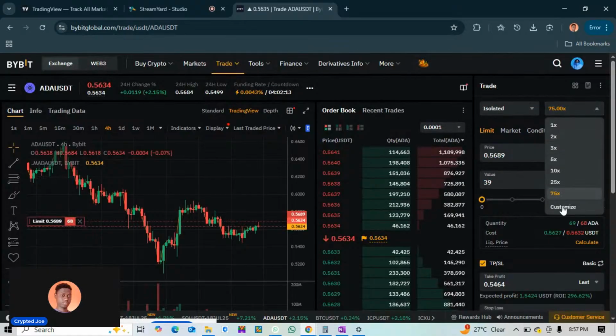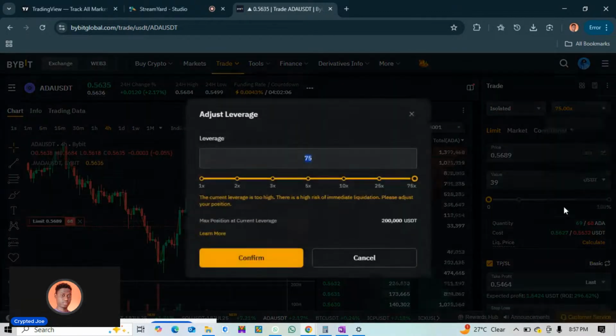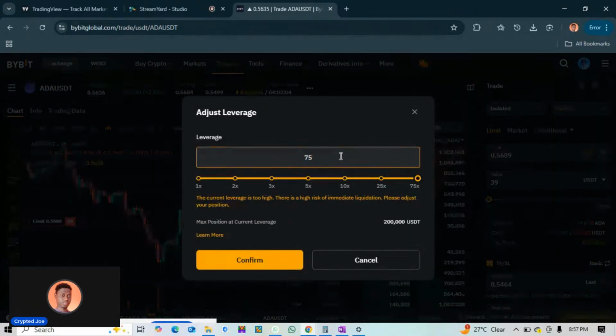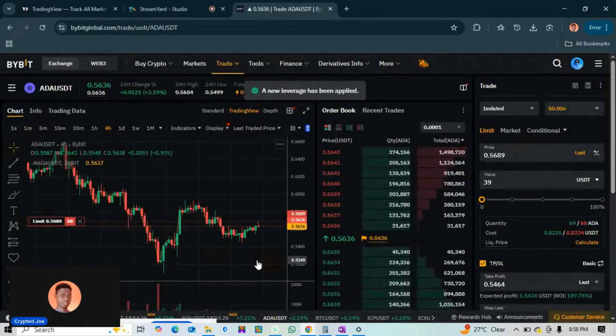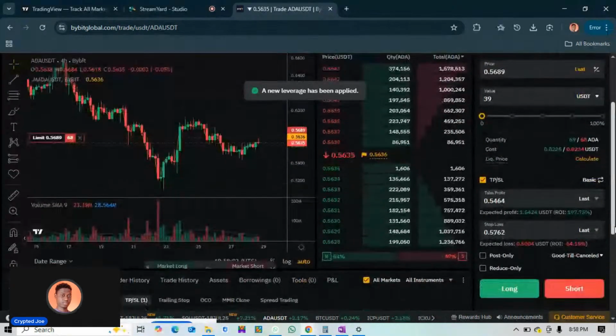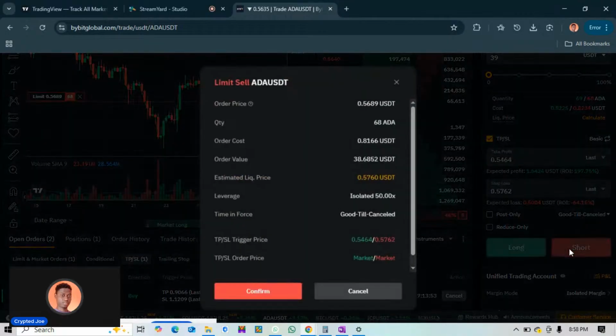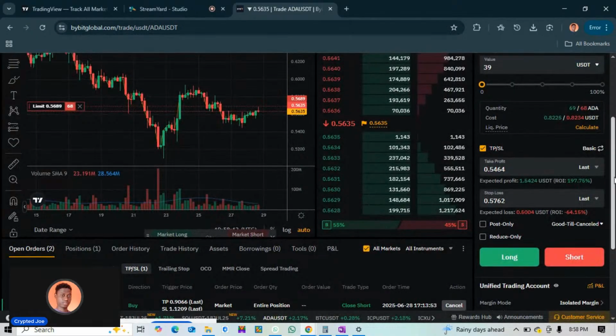So I was explaining, if you want to add a leverage that is not among these, you click on customize, then you type in whatever one you want to use. Let me reduce it to 50. Then click on sell short. Let me see if my liquidation is lesser than. Okay, it's still not lesser than my liquidation, so I'll still need to adjust my leverage.